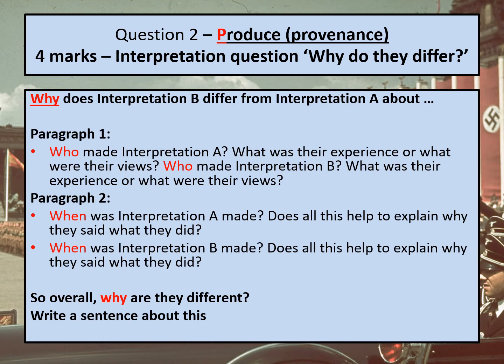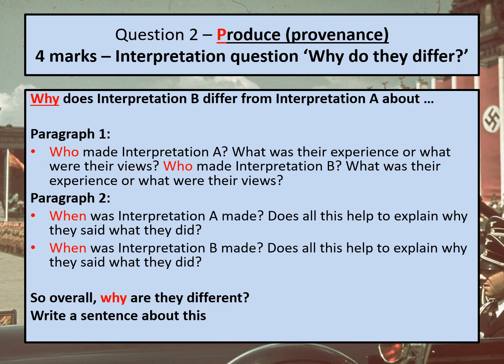Why do they differ? That means why is one positive and why is one negative? Why do they have different opinions about the same piece of content? Remember that this has to be 2 paragraphs as opposed to 1. That means you do your first paragraph usually all about the who, because that's usually the chunkier one that you can discuss. So you can basically think about who they are and why their experience has affected their views.